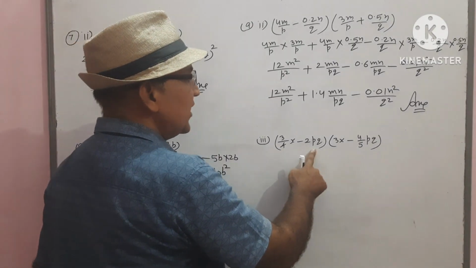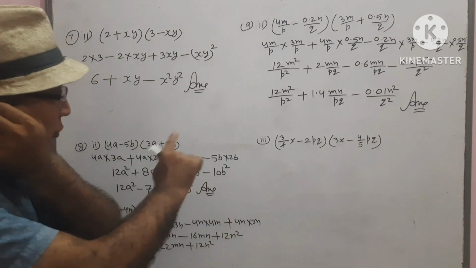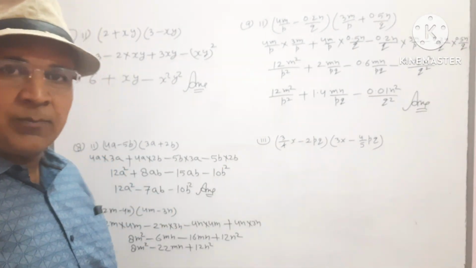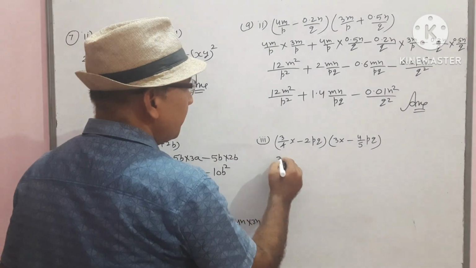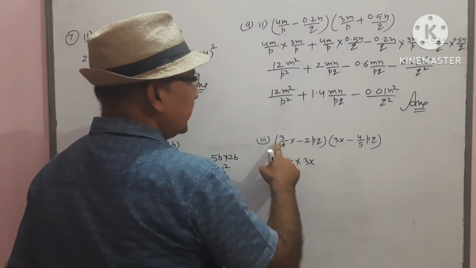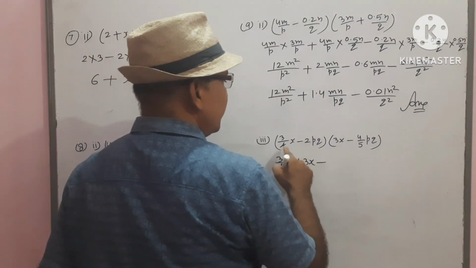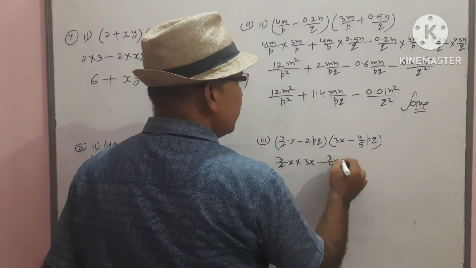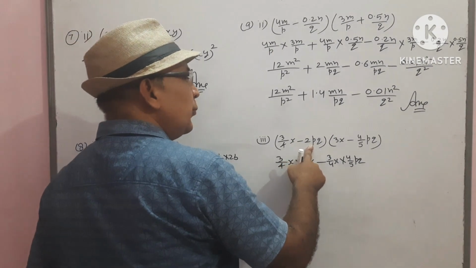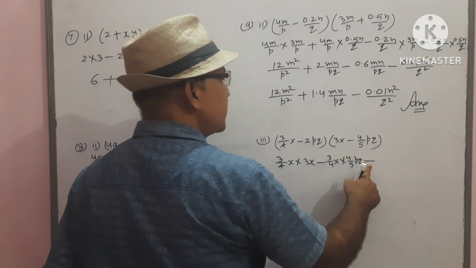See the third part of the ninth question. 3 by 4x minus 2pq is multiplied with 3x minus 4 by 5pq. Again, no term is similar here. That is why we will solve it by simple multiplication method. How to multiply? 3 by 4x is multiplied with 3x. Then plus into minus becomes minus. You have to be alert for the sign also. Now 3 by 4x is multiplied by 4 by 5pq. Now minus 2pq into 3x, then we will put here minus, because minus into plus becomes minus.